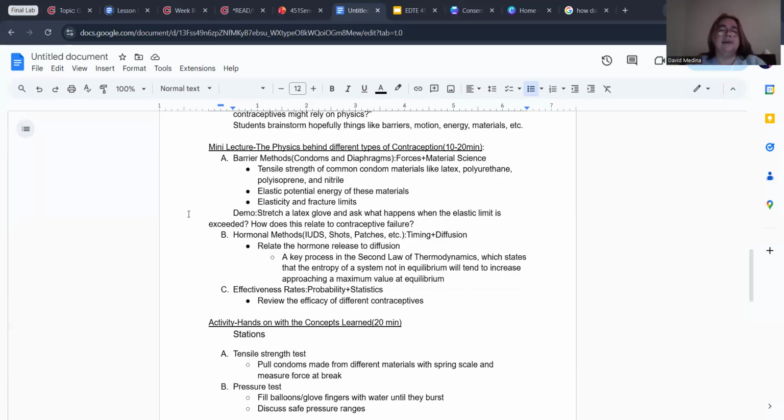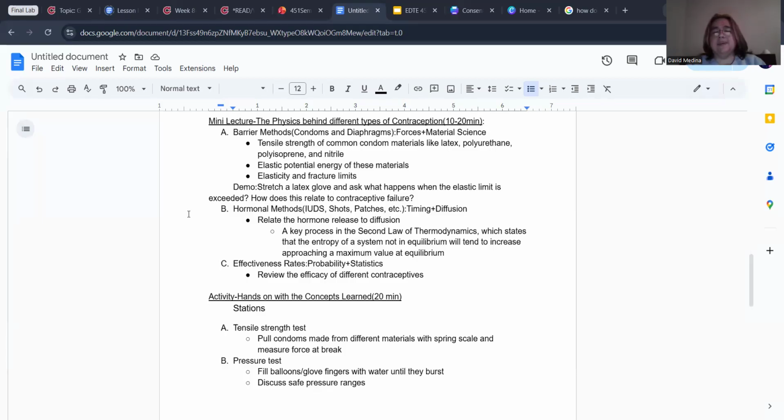So for the hormonal methods, like the IUDs, shots, patches, those sorts of things, I would relate them to diffusion and how they tie back into the second law of thermodynamics, which states that the entropy, or chaos, of a system not in equilibrium will tend to increase, approaching a maximum value at equilibrium. And then, because it's very important to know, I would go back and talk about the efficacy of each of the different contraceptives. I would have a slide to present to them, like I had for you guys, so that way they know.